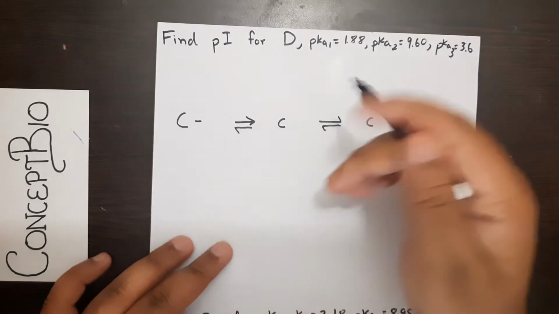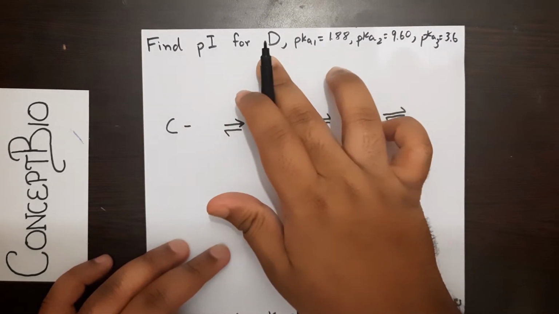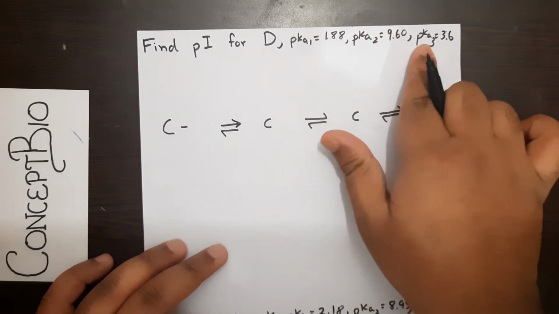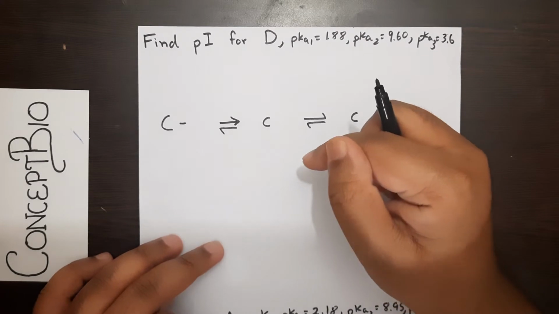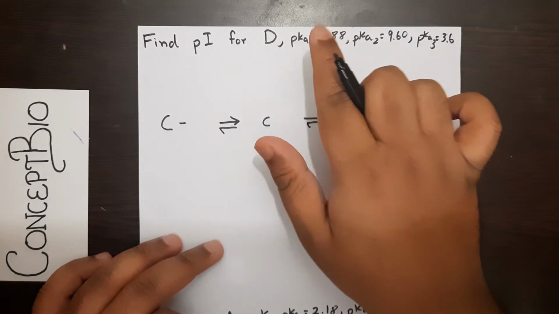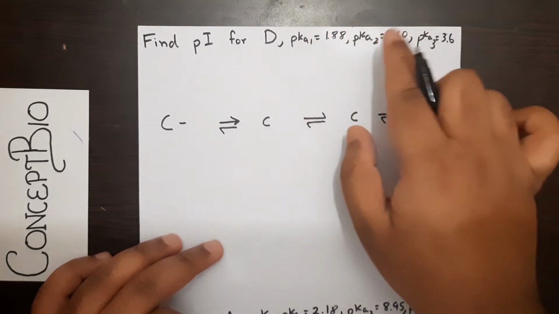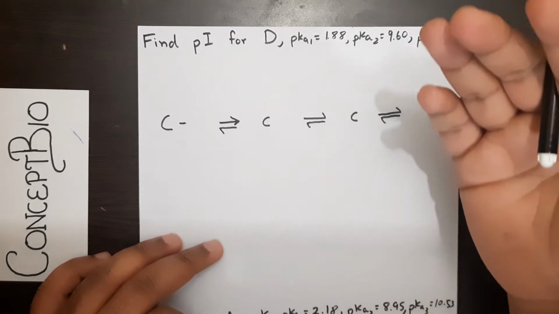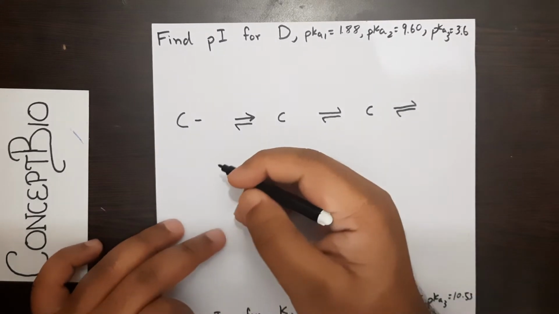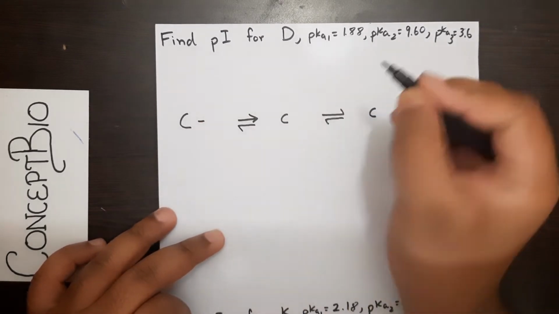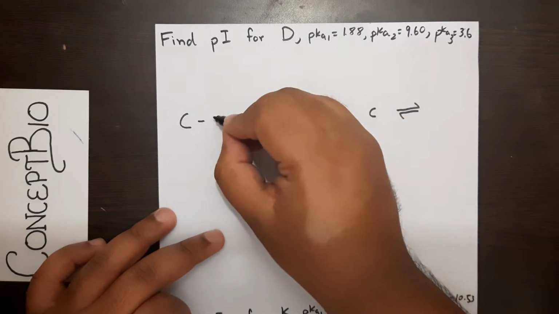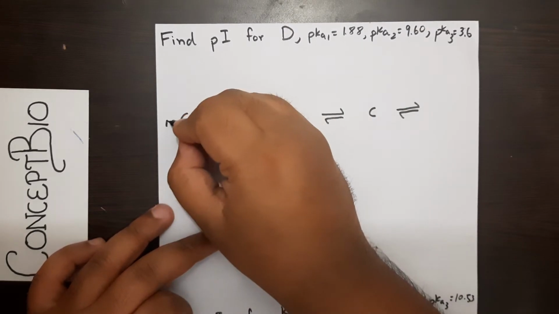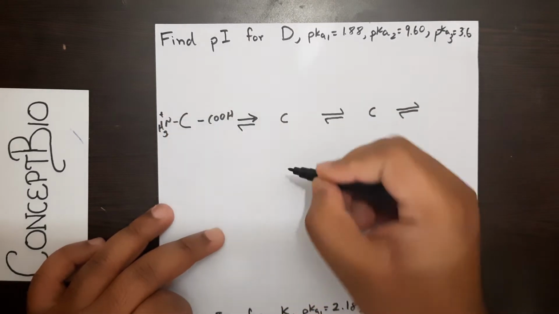So if you look at this question over here, find the isoelectric point for D. D is aspartic acid, and they had given the pKa values. Now if you remember from my previous video, pKa1 always corresponds to the alpha carboxyl group, pKa2 always corresponds to the alpha amino group, and pKa3 always corresponds to the R group. So now let's begin. For aspartic acid, we'll start with the alpha carbon. Attached to it will be your alpha carboxyl group and your alpha amino group.